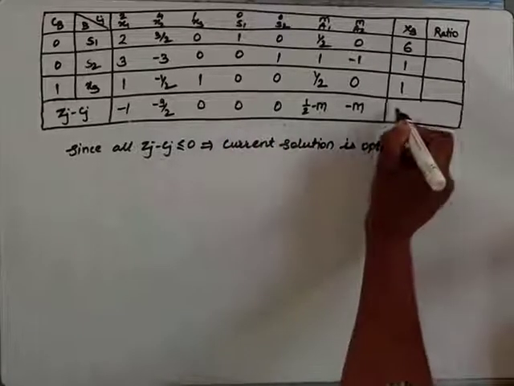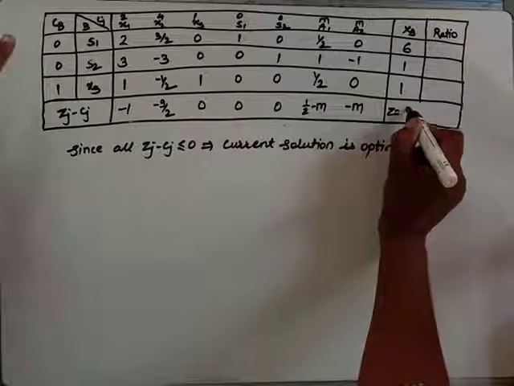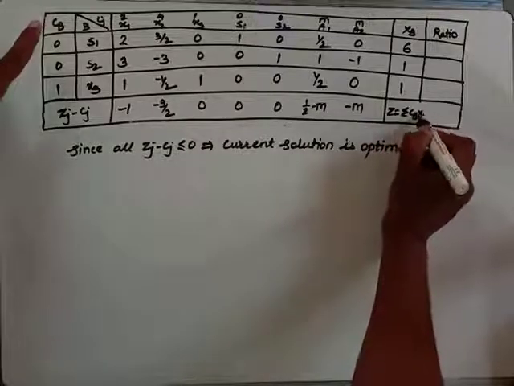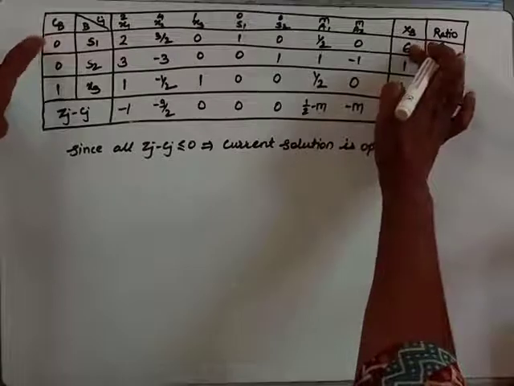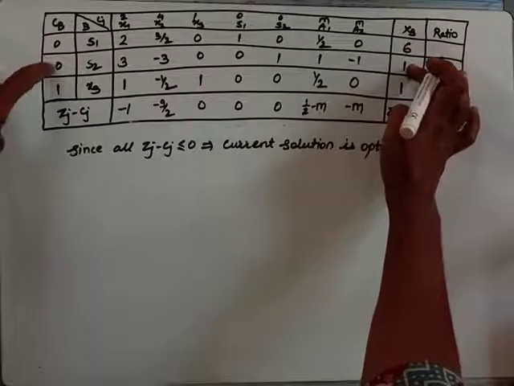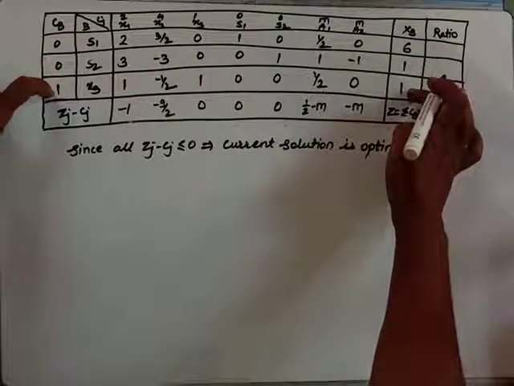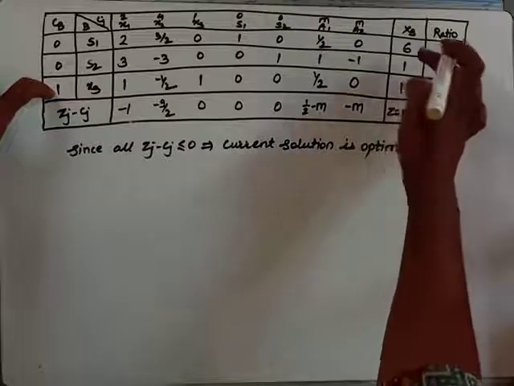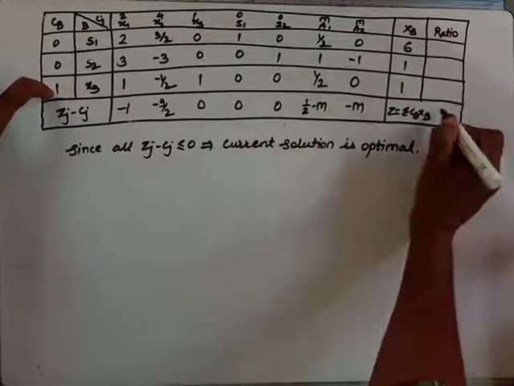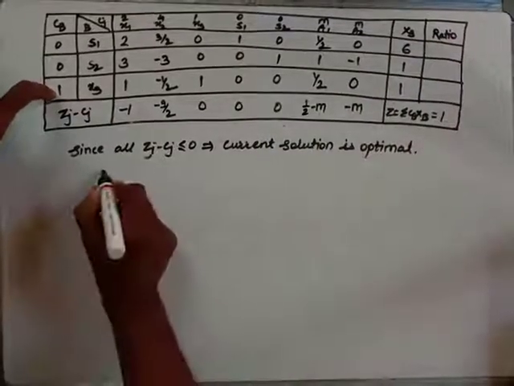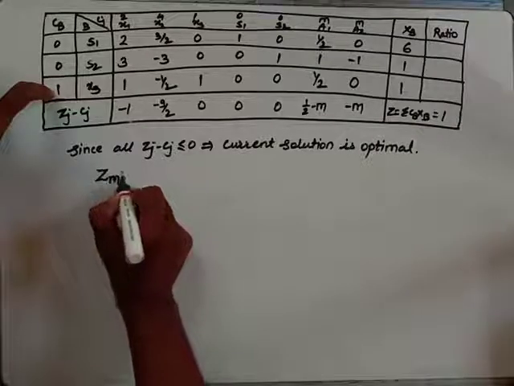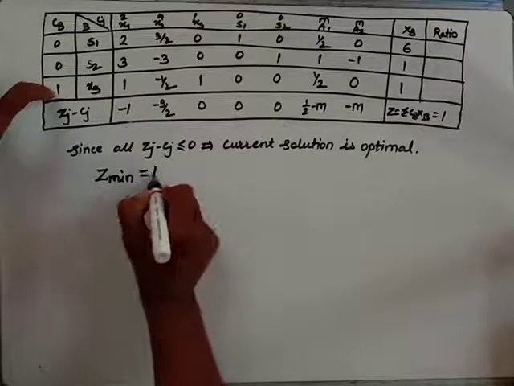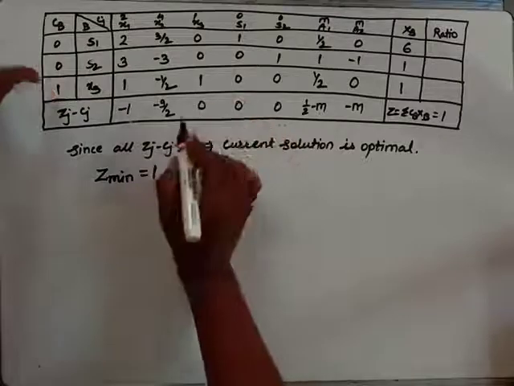And what is Z now here? Summation CB XB. Look at here. 0 into 6, so 0. 0 into 1, 0. Plus 1 into 1. So 0 plus 0 plus 1, so it is 1. Z is what? Z minimum is 1.